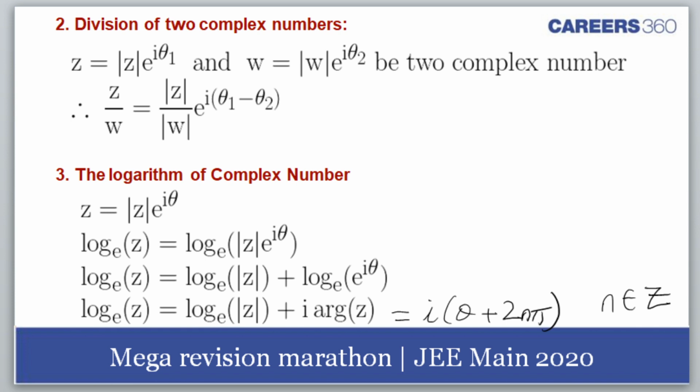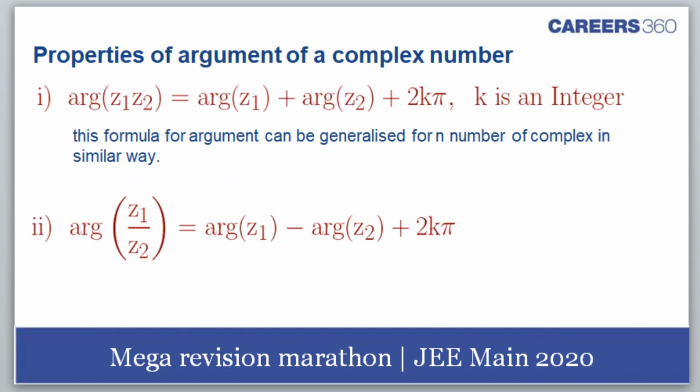Then properties of the argument of a complex number. We look at this. We have argument of z1 z2. When two complex numbers are multiplied, then their argument is argument of z1 plus argument of z2 plus 2kπ, where k is an integer. Then if we divide two complex numbers and we are calculating its argument, it is argument of z1 minus argument of z2.